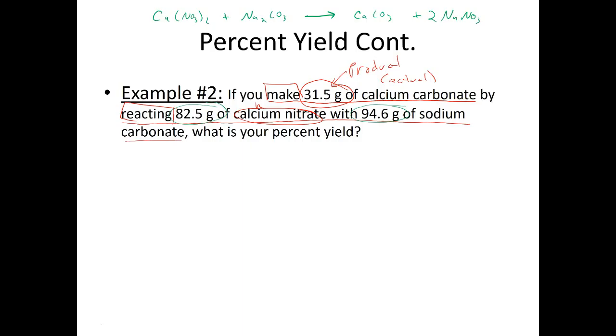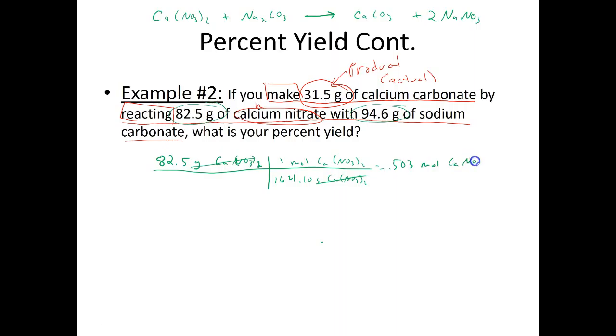So we have 82.5 grams of calcium nitrate, and I need to convert that to moles, right? So figuring out what your limiting reactant is, remember we always have to convert both of our reactants into moles first, right? So we can compare those amounts. So 82.5 grams of calcium nitrate, and that is 164.10 grams calcium nitrate to 1 mole calcium nitrate. And that is going to give me 0.503 moles of calcium nitrate.